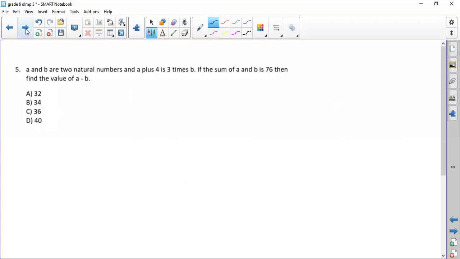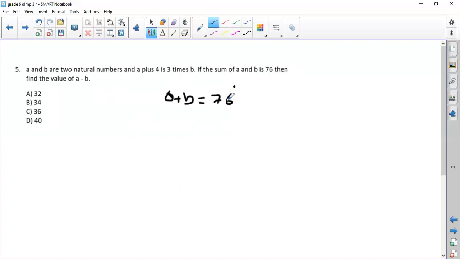Let's continue with the next question. A and B are two natural numbers, and A plus 4 is 3 times B. If the sum of A and B is 76, then what is A minus B? So it is given a word problem, and we have to convert this one, first of all, into equations. So since I have two unknown numbers, A and B, and the sum of them is 76, it means A plus B is equal to 76.